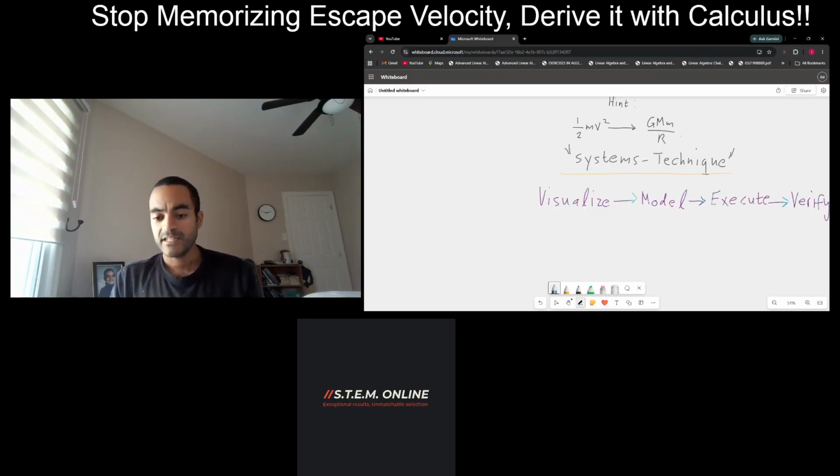And that system doesn't have to be my system, it can be any system, has to be a step-by-step logical progression. Now, when it comes to physics, it's slightly different. It works for math too. It's the same. For physics, a bit more. For me, it was the visualize part, then model, then execute, and verify.